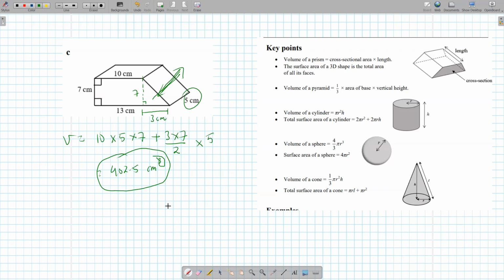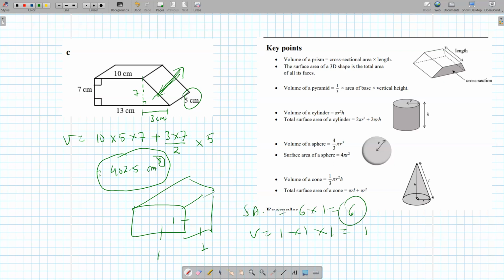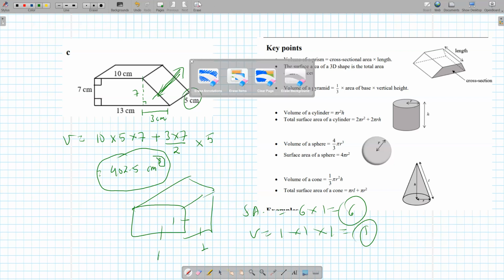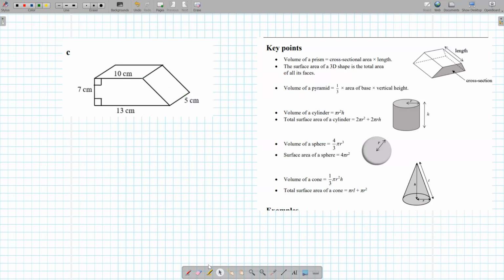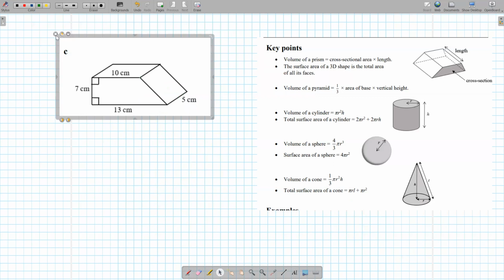Like for example, look at this. This is a cube, okay? Length is 1, height is 1, and the width is 1. The volume would just be 1 times 1 times 1. It's 1, right? Now look at the surface area. It's 1 times 1, but you're going to do that 6 times. So 6, you see? Volume doesn't always win. It depends on the dimensions of the shape that's been given.